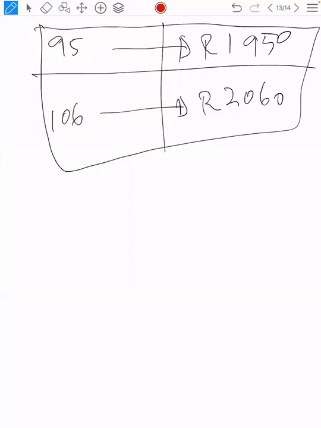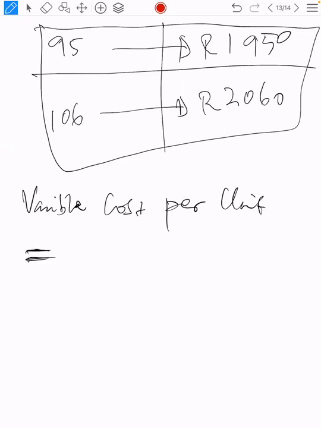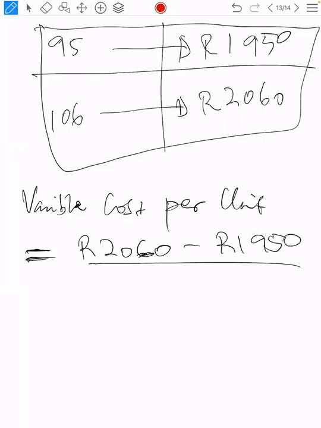Yes. Now, step number one, we need to calculate our variable cost per unit, and this becomes part of our required. Variable cost per unit, what is the formula? It's going to be the highest minus the lowest. The difference between the cost at the highest level of output and the cost at the lowest level of output, divided by the difference between the highest and the lowest level of output.